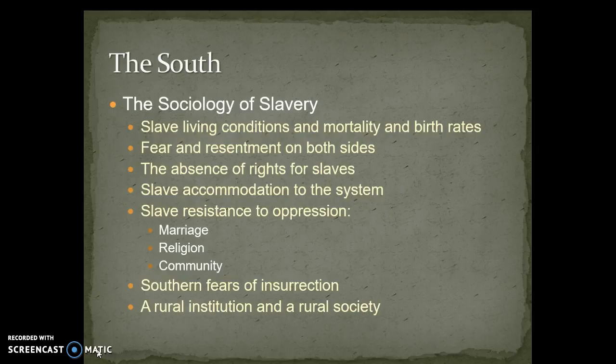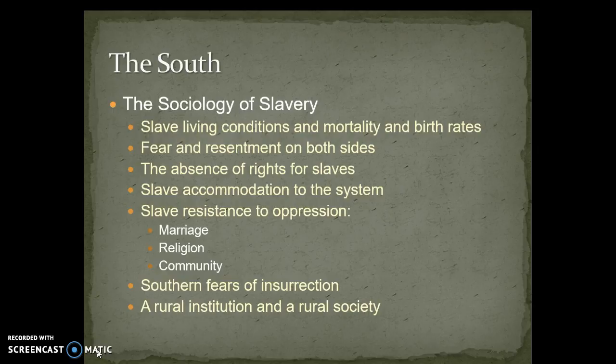Fears and resentment existed on both sides. Whatever their material condition, slaves had no rights. For their part, slaves accommodated themselves to the system while attempting to resist oppression through their own institutions, such as marriage, religion, and community. Rebellions like that under Nat Turner remain the exception. The peculiar institution hardened as Northern opposition to slavery grew and Southerners worried about insurrection. Slavery remained an essentially rural institution, and its existence contributed to the rural nature of the South.